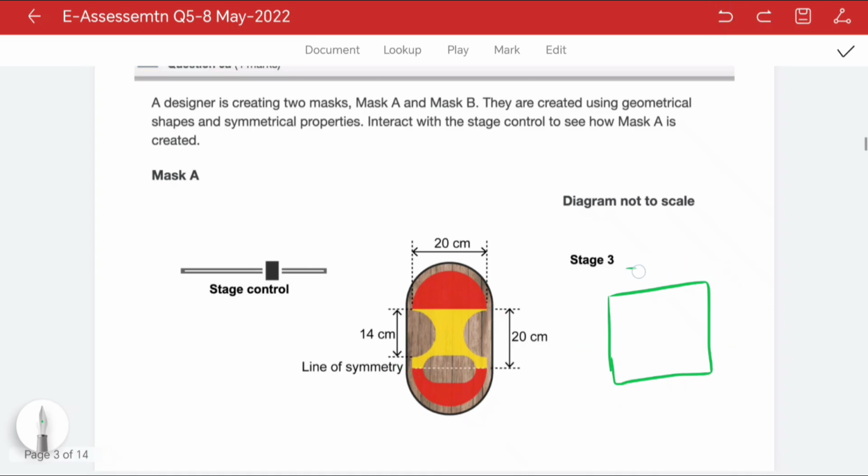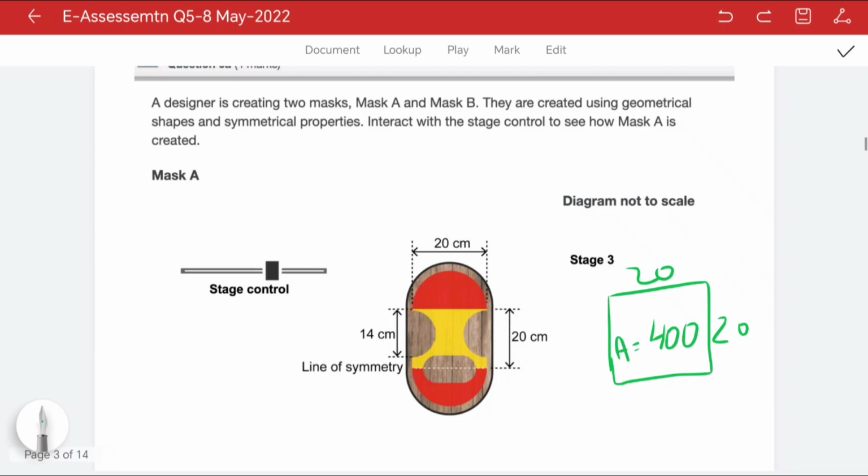So the full area is what? 20, and here also 20. The area equals 20 squared, because it is a square. So 20 times 20, or 20 squared, equals 400. Okay, 400 centimeters squared, the total area. So from the total area, we will subtract the area of the circle, because both sides are the same circle.